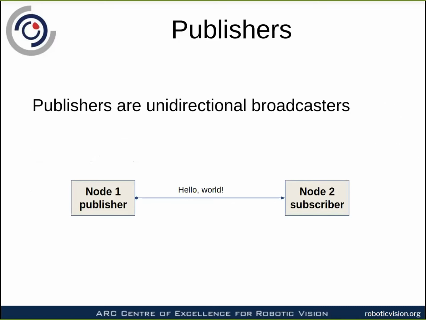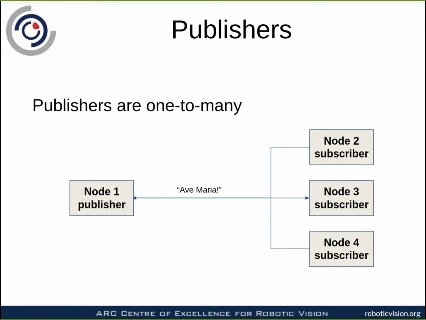Publishers are unidirectional broadcasters. What this means is I create a node, I designate it as a publisher, and it starts shouting into the ether. And at the other end, hopefully, I might have a subscriber that would hear that message. Publishers are one-to-many, which means I can have many subscribers listening to the same topic, and that message will, when it comes out of my publisher, get broadcast to all of them. You can also have no subscribers active at a time, and the publisher will continue to publish, but under the hood, it doesn't really do anything.